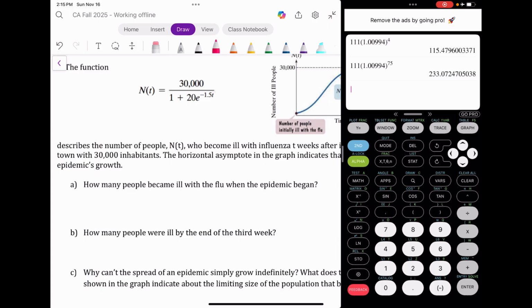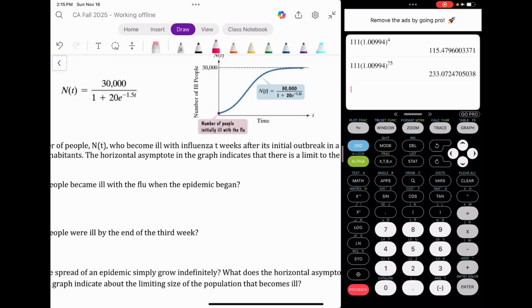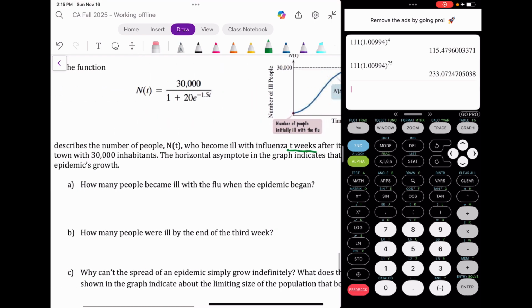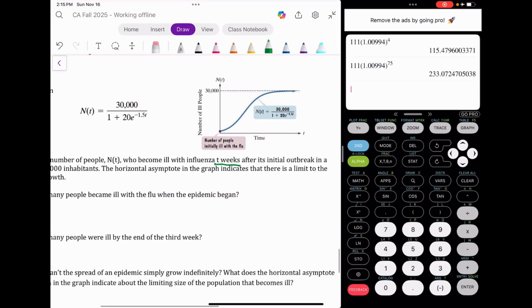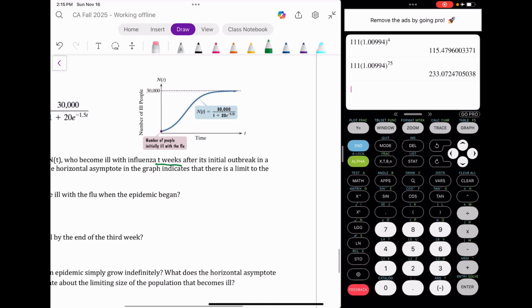So this function right here describes the number of people N of t who will become ill with influenza t weeks after its initial outbreak in a town with 30,000 inhabitants. Okay, the horizontal asymptote in the graph indicates that there's a limit to the epidemic's growth. So we can see that here.